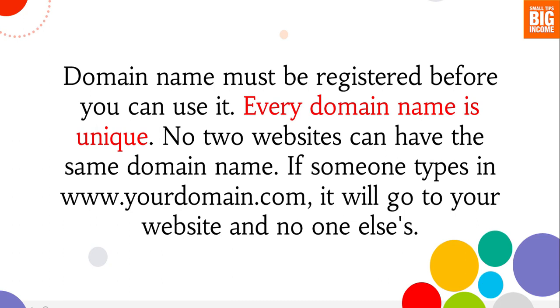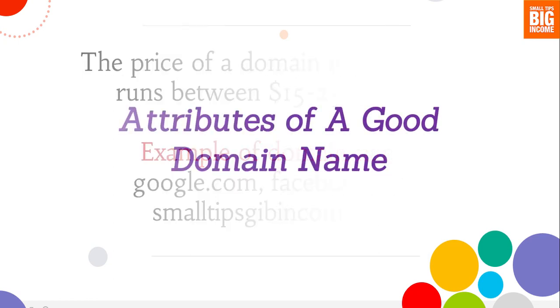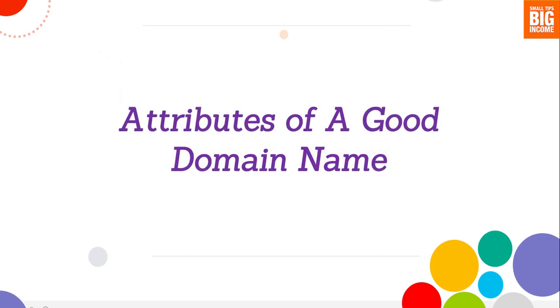Now, if somebody jumps on their computer and types a specific domain name like yourdomainname.com, it will go directly to your website and not to another person's website. So every domain name is unique, and normally the price of a domain name ranges between $15 and $25 per year depending on the registrar. And then we have examples of domain names such as facebook.com, smartixbigincome.com, and google.com.